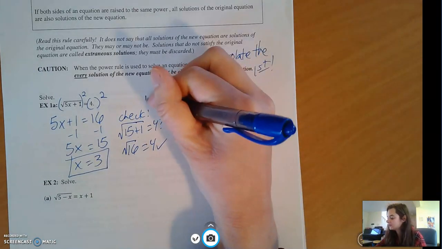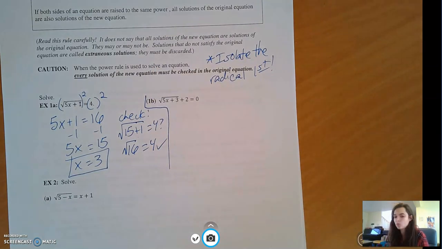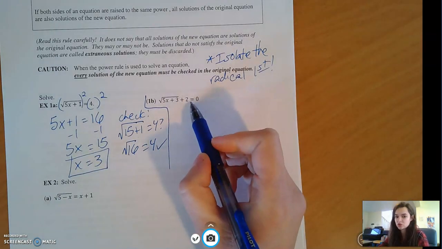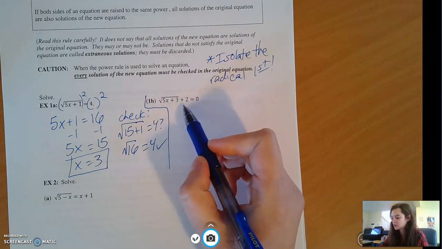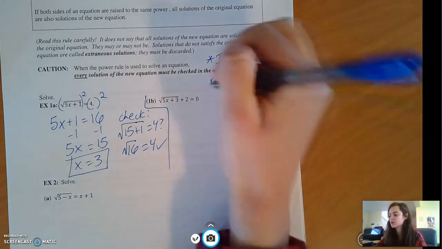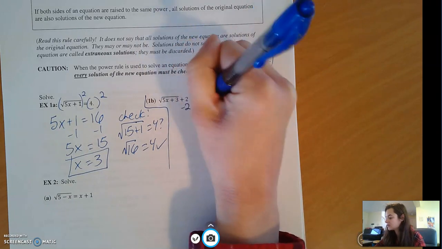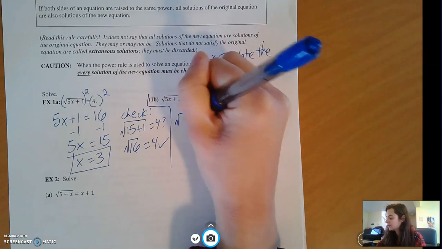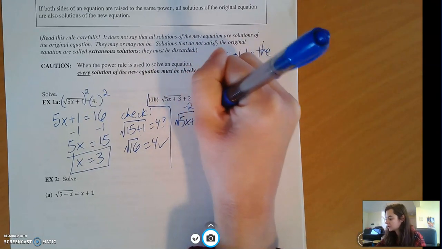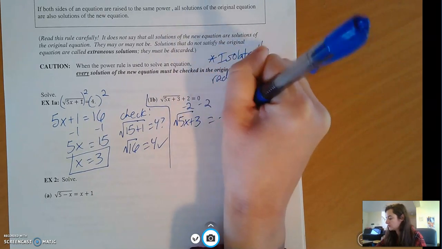Moving on to the next one. In 1b, I have the square root of 5x plus 3, then it has a plus 2 equals 0. So this one, our radical is not by itself yet, but it's pretty easy to get it by itself. I just need to get rid of that plus 2, and just like normal, we're going to do opposite operations. We're just going to subtract 2 to get it by itself. So then I'll have the square root of 5x plus 3 equals negative 2.